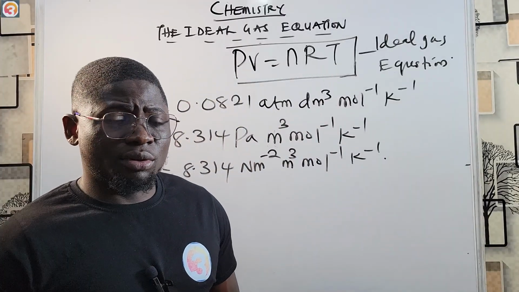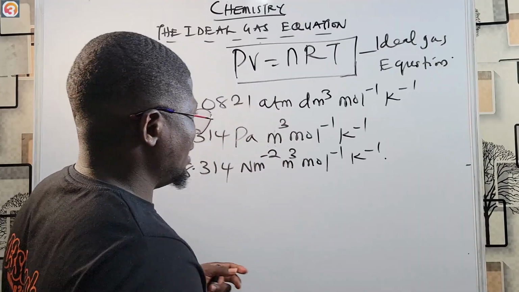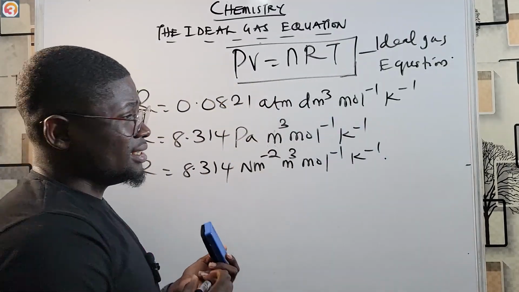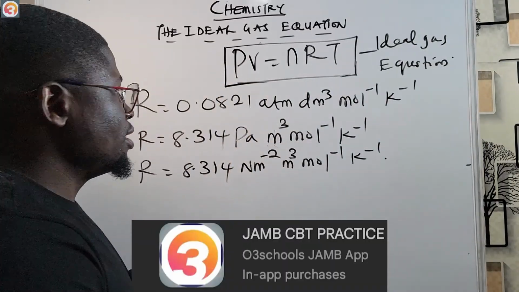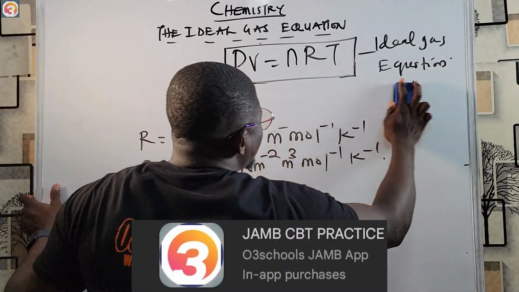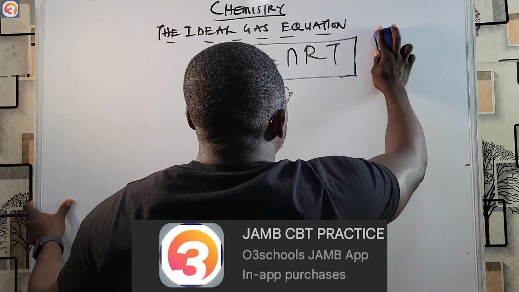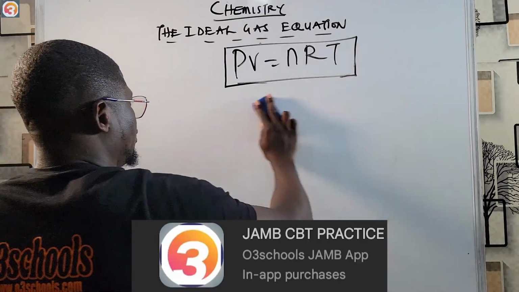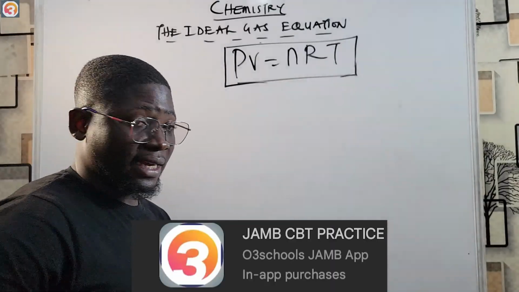All right, now that we have known this, I'm going to take an example question to see how we can apply this knowledge to solve a problem. Now, the most important formula in this topic, of course, is PV equals nRT. I'm going to make this part very fast so that we'll get the question on the board. The question was taken from the O3Schools JAMB CBT app.